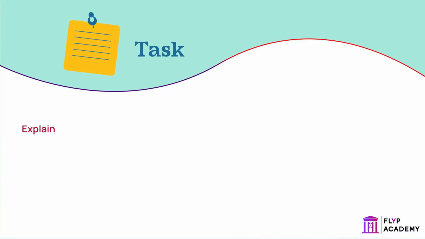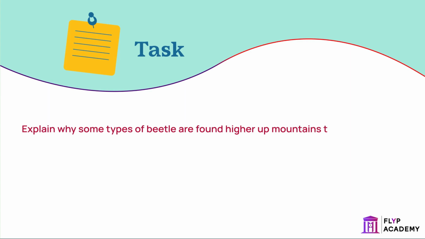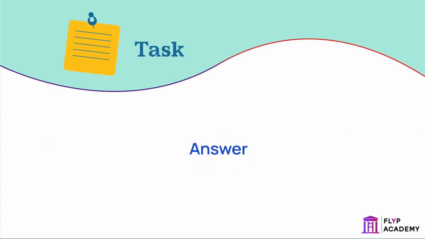Task: explain why some types of beetle are found higher up mountains than ever before. All organisms will move to habitats that are more suitable and with enough food and water. The plants that the beetles live on could be becoming more abundant on higher ground because of changes in temperature. So the beetles migrate in order to have a reliable food supply.